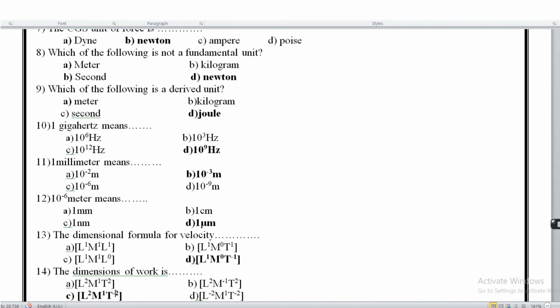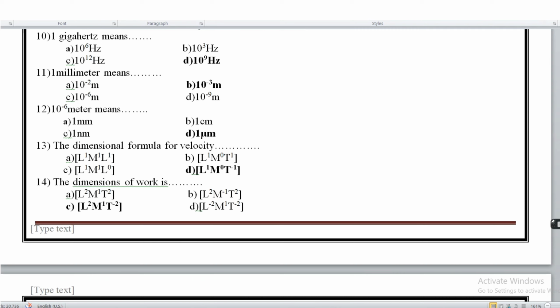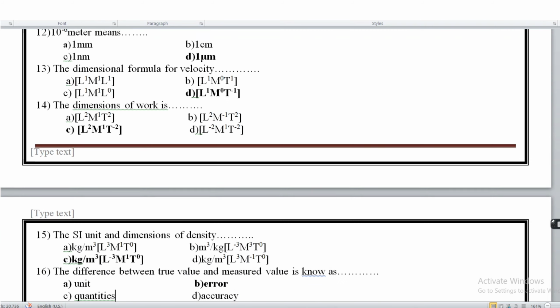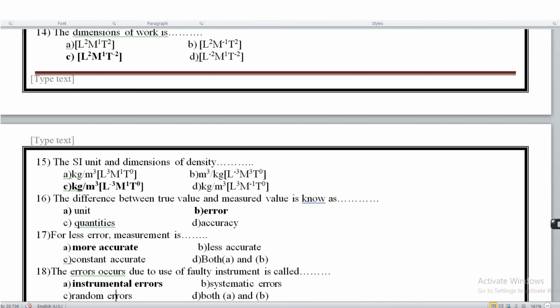Then 1 millimeter means 10 raised to minus 3 meter. Question number 12 is, 10 raised to minus 6 meter means 1 micrometer. The dimensional formula for velocity is option D, that is L raised to 1, M raised to 0 and T raised to minus 1. The dimensions of work is option C, that is L raised to 2, M raised to 1 and T raised to minus 2. The SI unit of density is kilogram per meter cube.